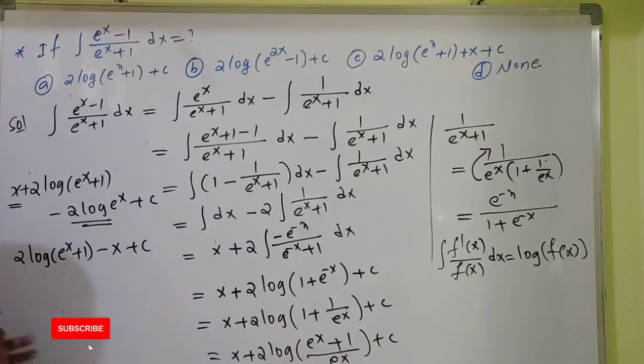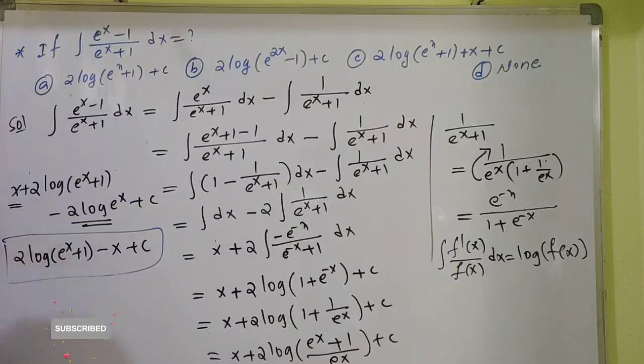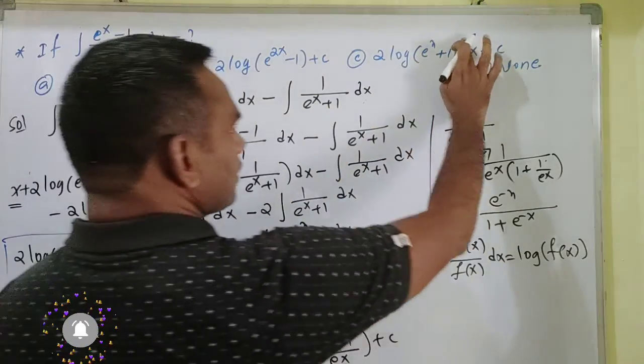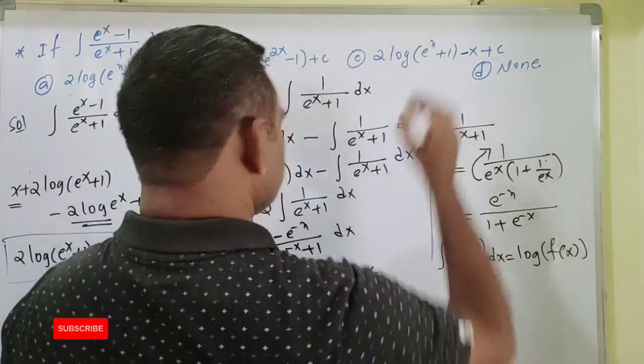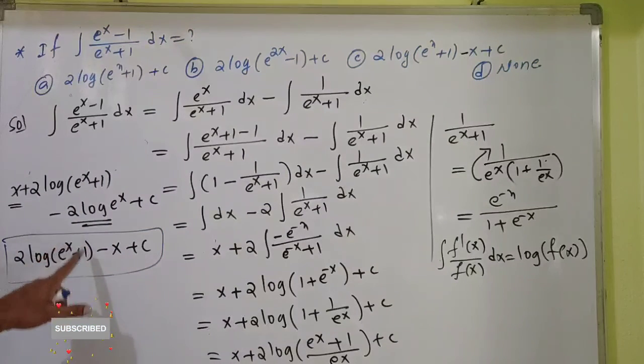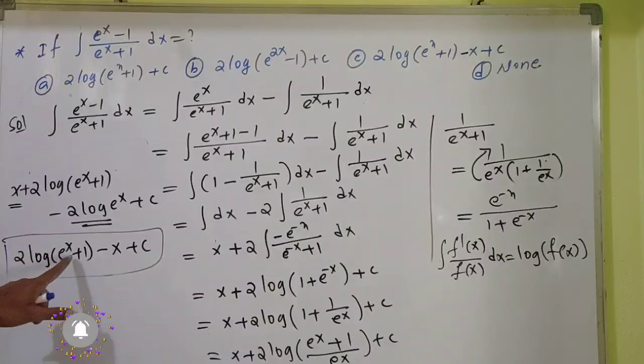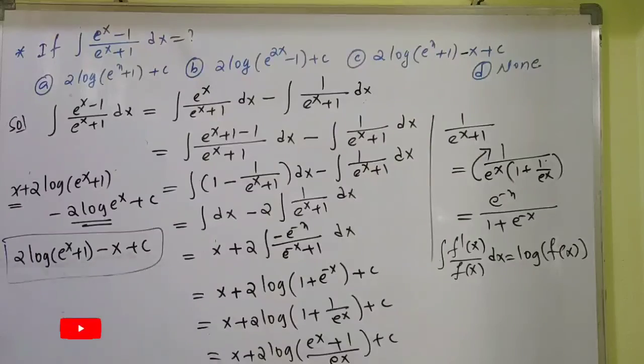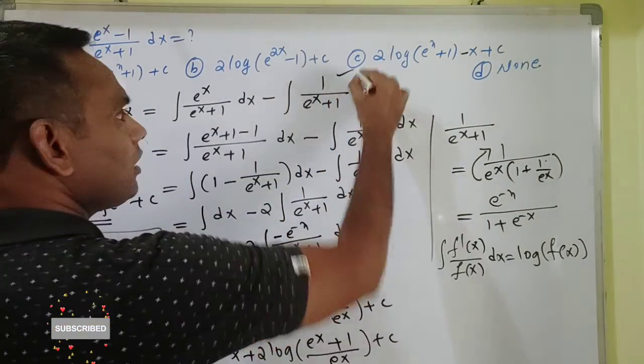Now that is the answer. Look here, it is minus only. So 2 log of (e^x plus 1) minus x plus c. Now C is the option.